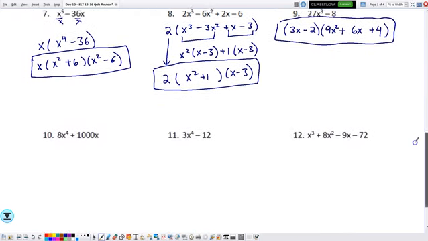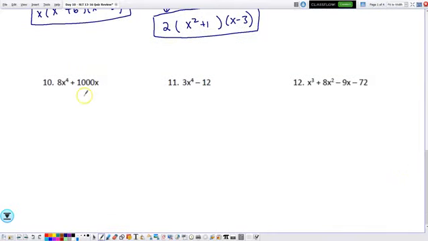Number 10 has a greatest common factor. Definitely an x. I don't think 1,000 is divisible, let's think, by 8. So I got 2 options here. I can take out a 2. No, wait, I think I can take out a... Yeah, I can divide 1,000 by 8.